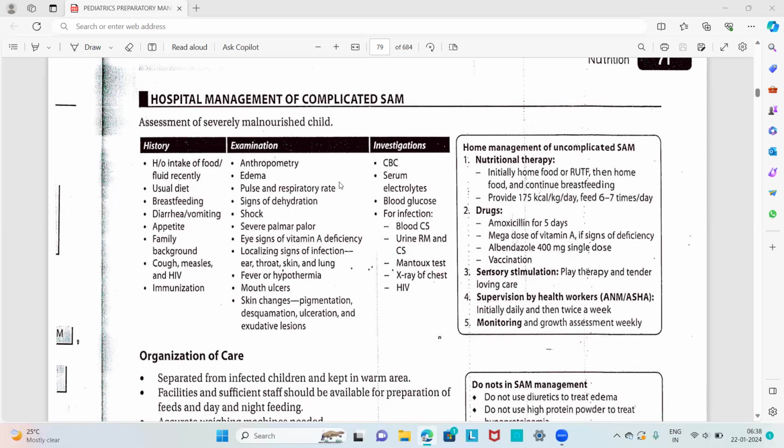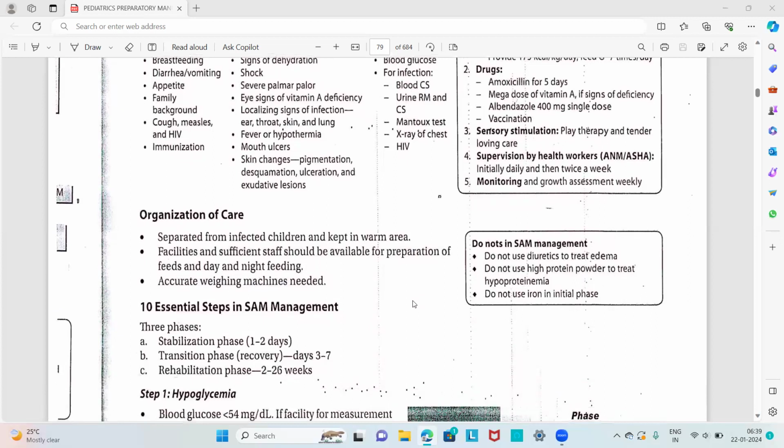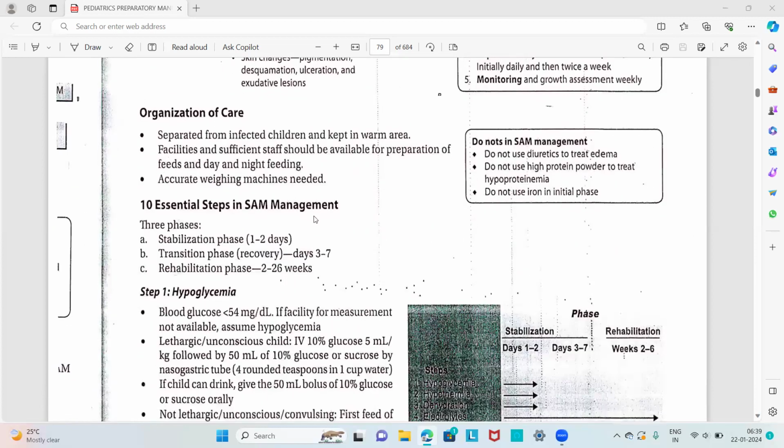And what are the investigations we should do? We have to go for the complete blood count, serum electrolytes, and blood glucose. For infection, we have to go for blood culture and sensitivity, urine routine and culture and sensitivity, Mantoux test, X-ray of the chest, and HIV. For organization of the care, the child is separated from the infected children and kept in a warm area. Facilities and sufficient staff should be available for the preparation of feeds and day and night feeding. Accurate weighing machines are needed.